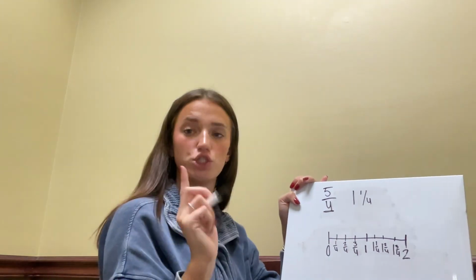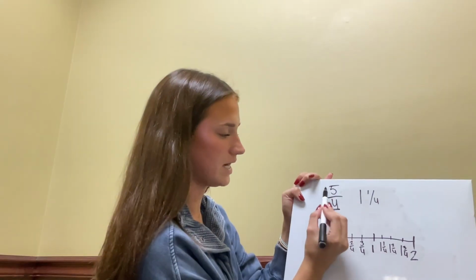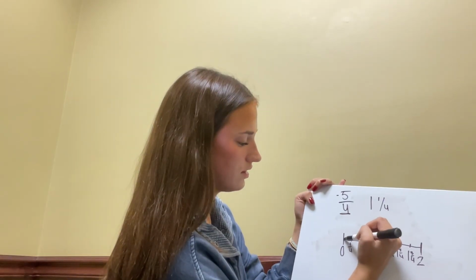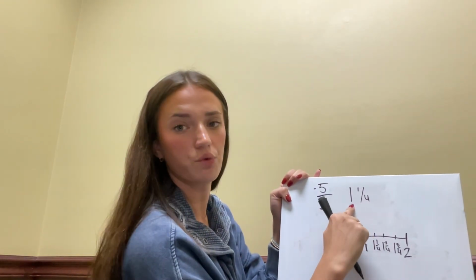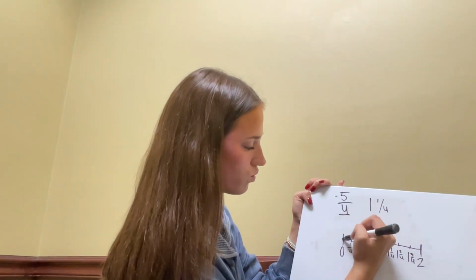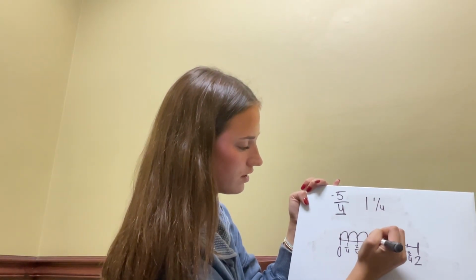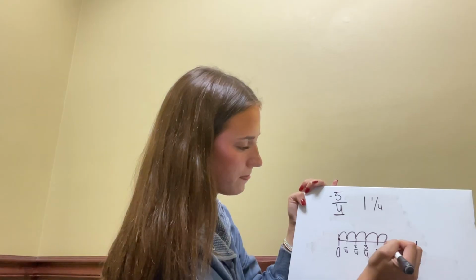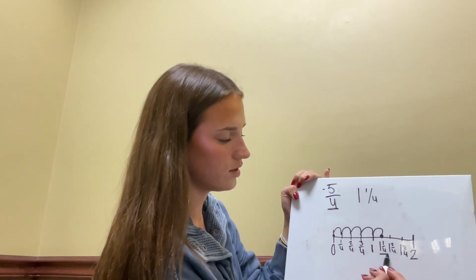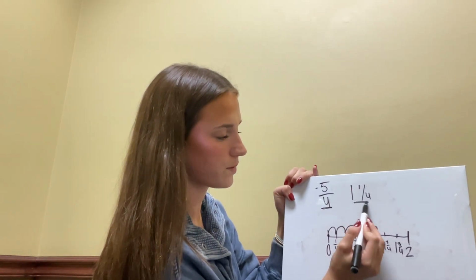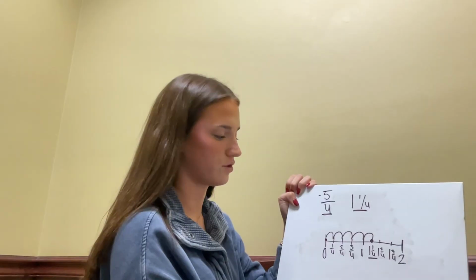So remember, we can jump however many spaces as our numerator, so 5. Let's see if that gives us 1 1/4 on this number line. 1, 2, 3, 4, 5. And we land on 1 1/4. So we were correct about 1 1/4 being the correct answer.